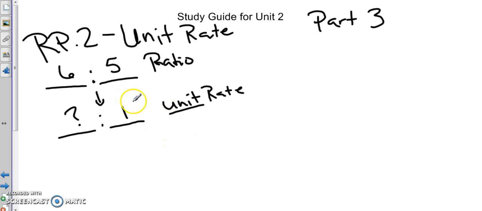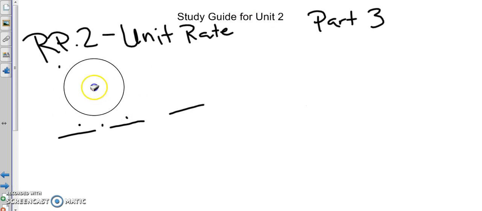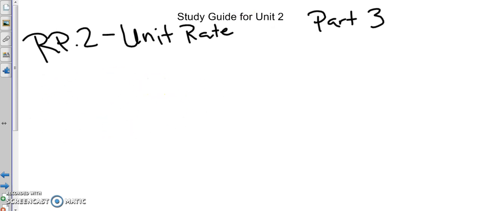Now, remember, we can always write ratios in three different ways, and one of the most important ways to write a ratio is as a fraction. So you see this 6 to 5? This is 6 over 5. Now, let's try a very simple question for unit rate before we start with the difficult ones.